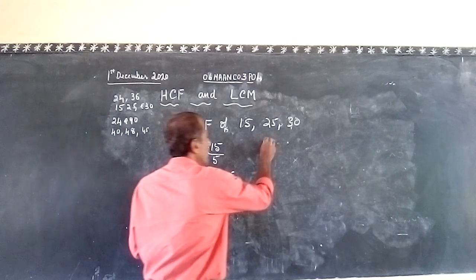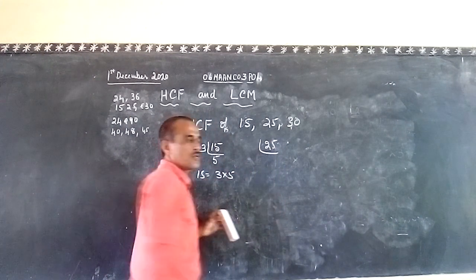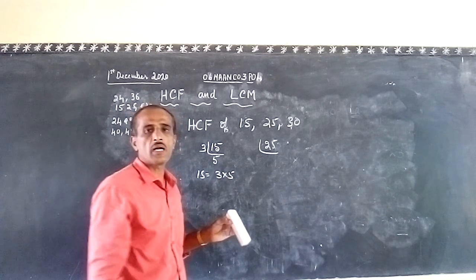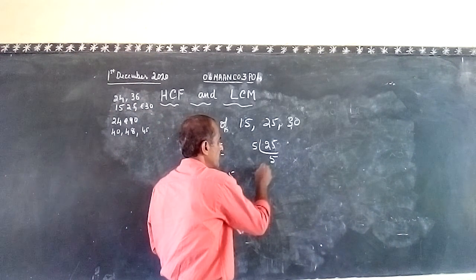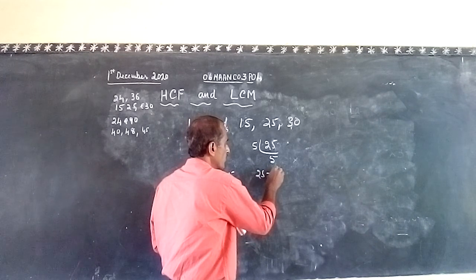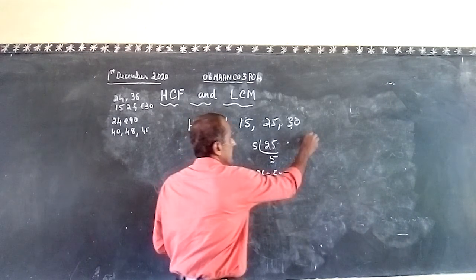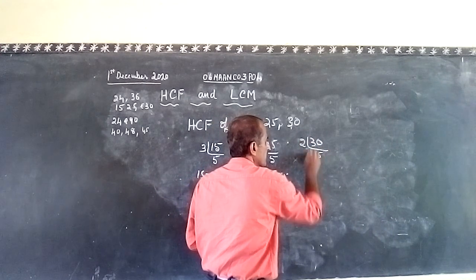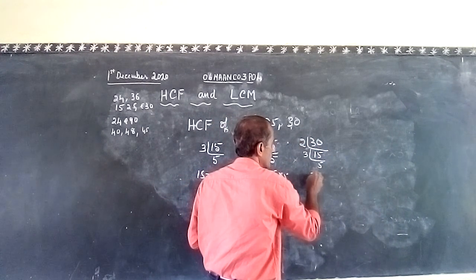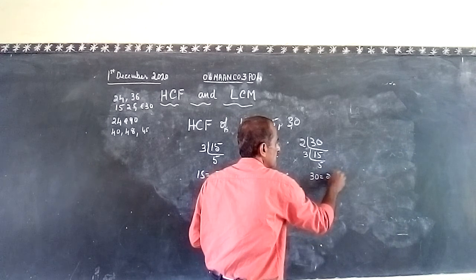Then 25. Is it possible to divide by 3? No. 2 can't, 3 can't. Then you have to go for 5. 5 5s are 25. That can also finish. 25 is equal to 5 into 5. Then 30. 30 you can divide by 2. 2 15s are 30. Then 3 5s are 15. So 30 is equal to 2 into 3 into 5.